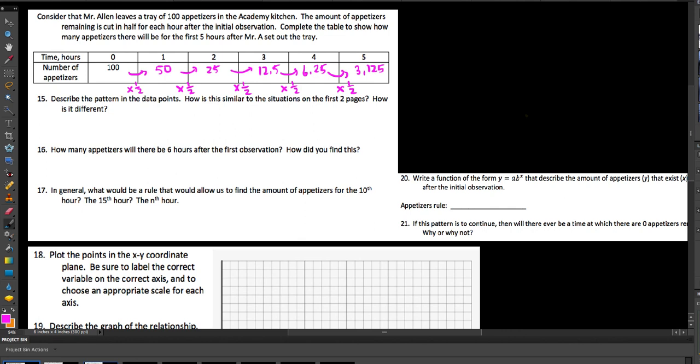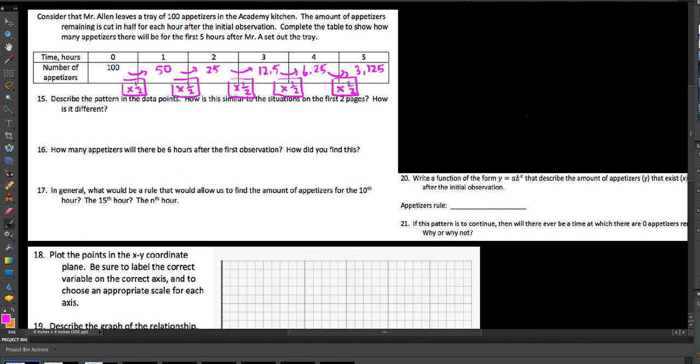So what's the pattern in the data points? How's this similar to the first two examples? Well, in this case, we continuously are multiplying by a decay factor here. So that's similar. We're multiplying by something, but it's different because we're multiplying by a number that is a fraction. Not 2 or 3, but something less than 1. So this is going to represent decay, and this is how it's a little bit different here.